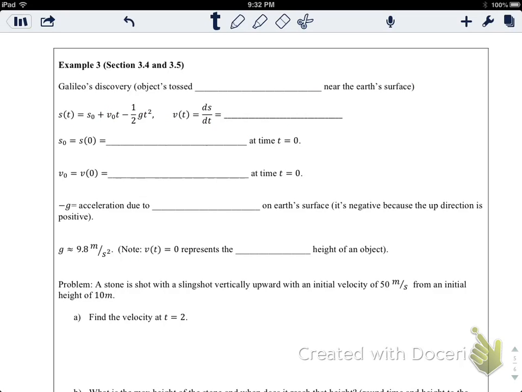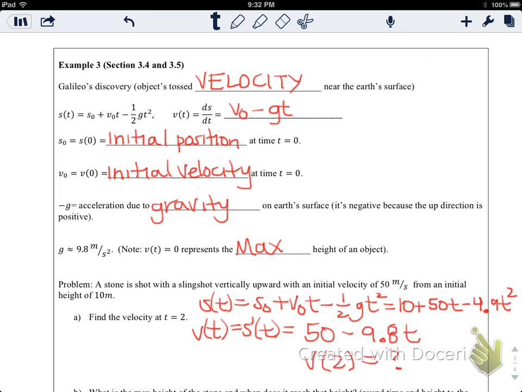All right, so again, I'm going to write some information down. So if you want to pause the video and fill in the blank and then listen, that would be good. Okay, so Galileo discovered something as an object is tossed. The velocity, and that is not correct. It's tossed vertically. I'm jumping ahead. See, I still make mistakes in videos.